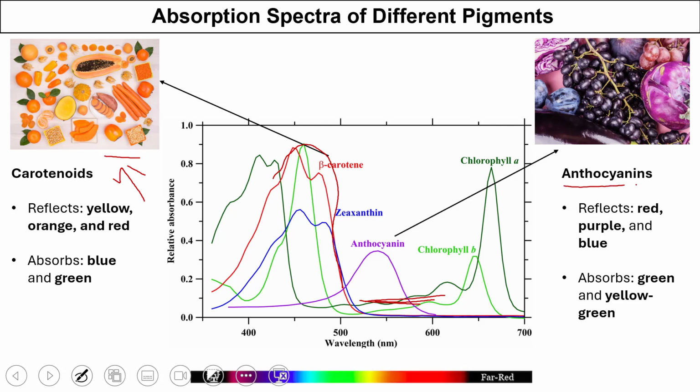Then there is a pigment called anthocyanin. Anthocyanin absorbs in the green and yellow range and reflects in the red range or purple and blue range. That's why they appear this color.